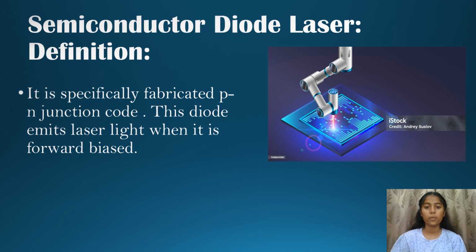In this video, we will be learning about the definition of semiconductor diode laser, its principle, construction, working, and few advantages and disadvantages, and also applications. Coming to the definition of semiconductor diode laser, it is a specifically fabricated PN junction diode. This diode emits laser light when it is forward biased.